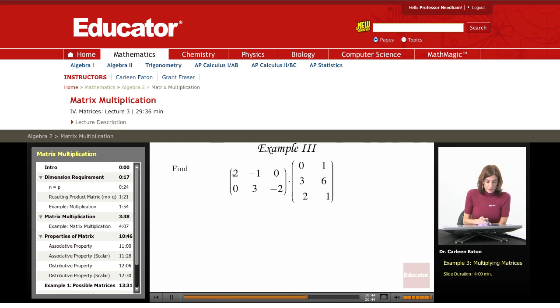Example 3, I've got 2 rows and 3 columns. So I've got a 2 by 3 matrix and a 3 by 2 matrix. These two are equal, so I'm allowed to multiply them. The product is going to have this number of rows, 2, and this number of columns, 2. So I'm going to get a matrix that is 2 by 2 for my product here.